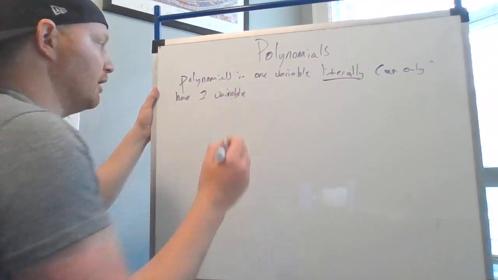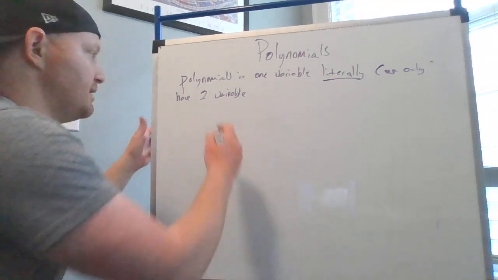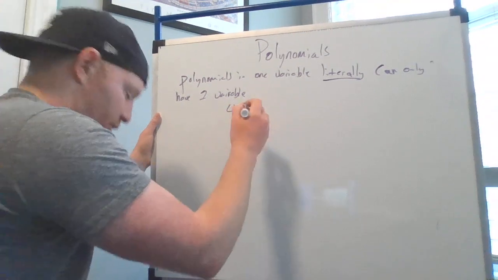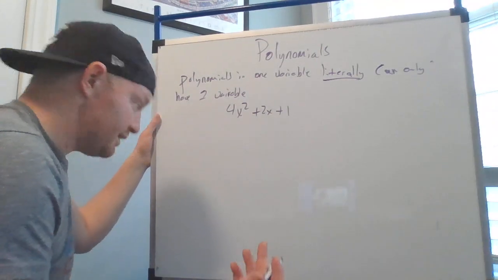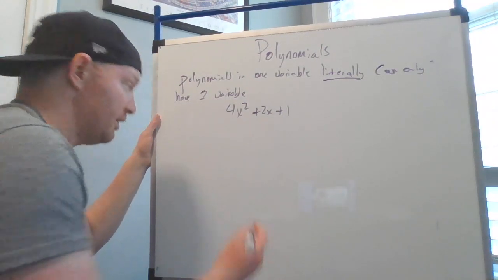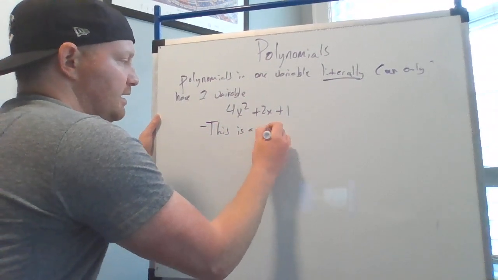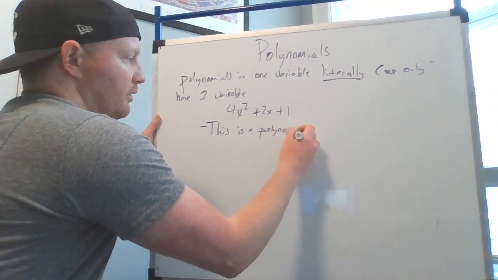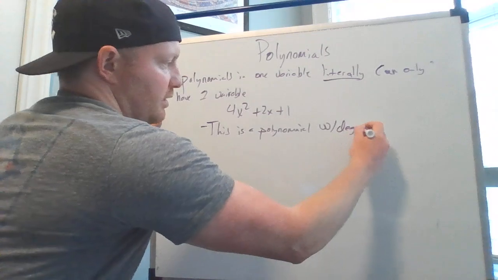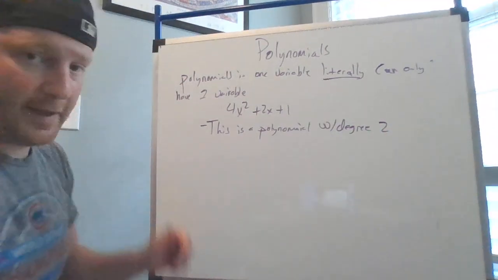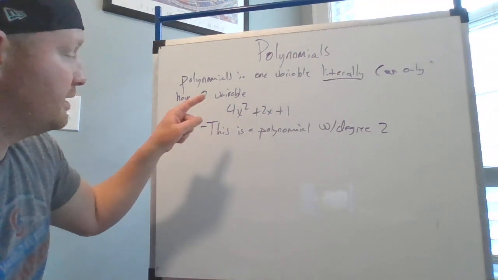All right, that's an R. For those of you that are critiquing my handwriting, I'm trying to get through this fast for you guys. For instance, something you guys are used to, we got 4x squared plus 2x plus 1. Well, this is a polynomial with degree 2. Okay? We know this follows the rule of polynomials in one variable because it only has x.